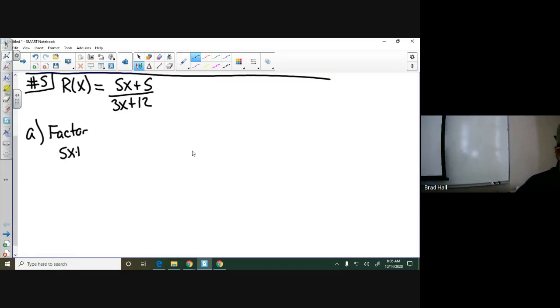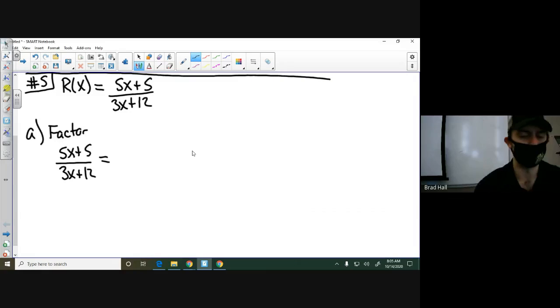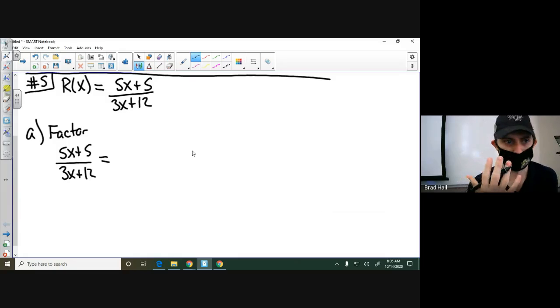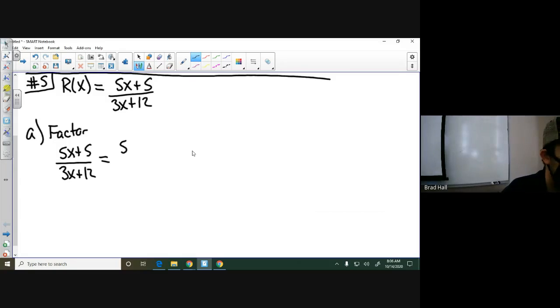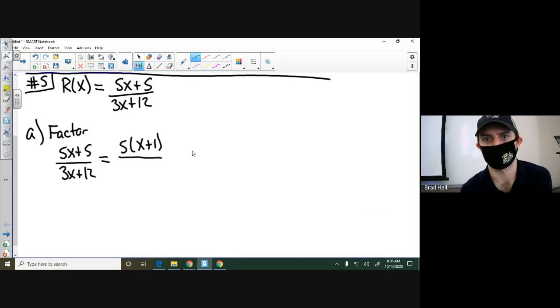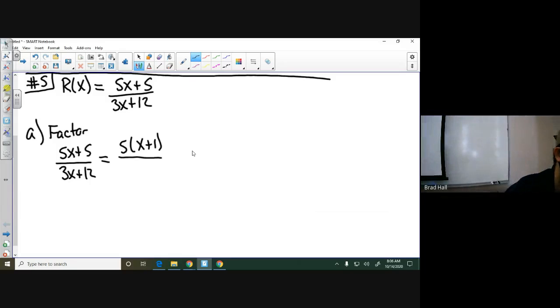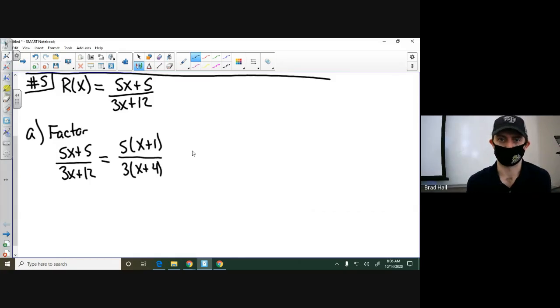So really what's going on here: you might notice in the numerator, both terms have a 5 in common, so we can factor out the 5. And in the denominator, both terms have a 3 in common, so you factor out a 3, and you're left with x + 4. If you wanted to check to make sure you factored correctly, you can always distribute back in. But this would be the factored form here.